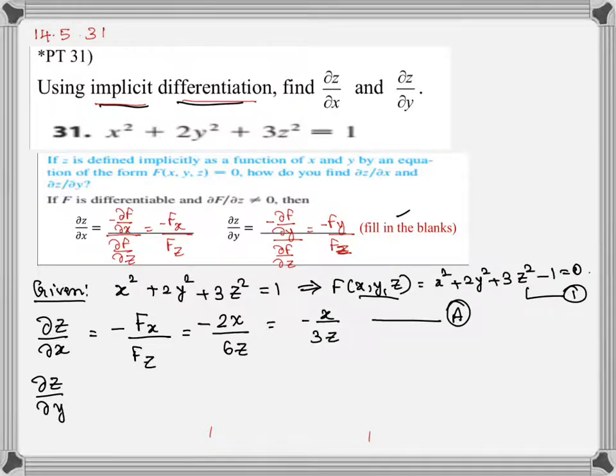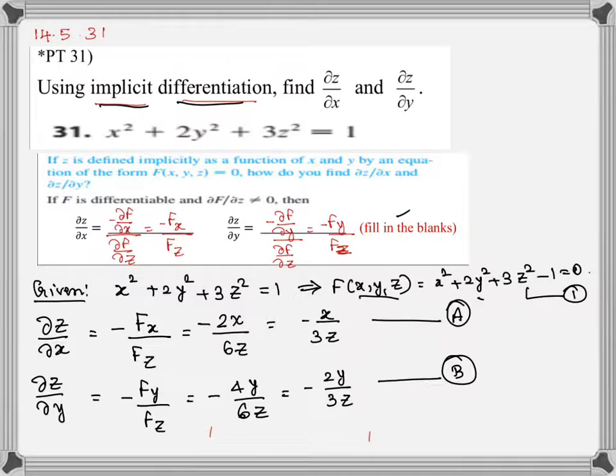Then the second one is the partial derivative of z with respect to y. By the implicit function theorem, it is negative f sub y over f sub z, where the partial derivative of f with respect to y would be 4y, and the partial derivative of f with respect to z, the denominator, would be 6z. Simplifying that, you get negative 2y over 3z. So we have got the partial derivative of z with respect to x and with respect to y, both using the above implicit function theorem.